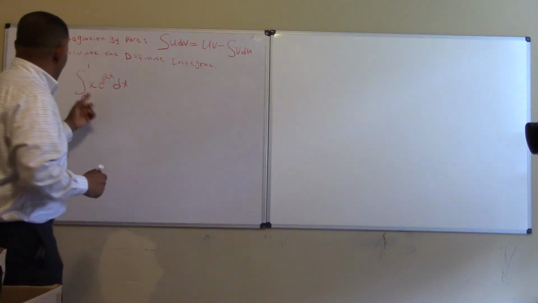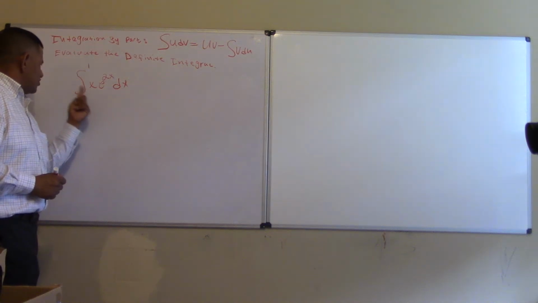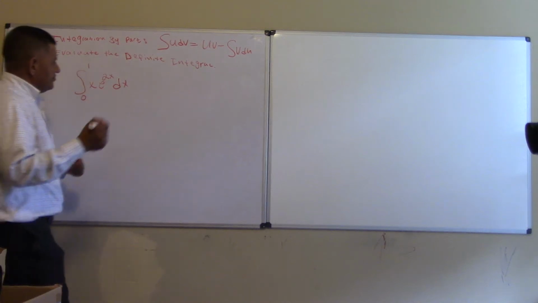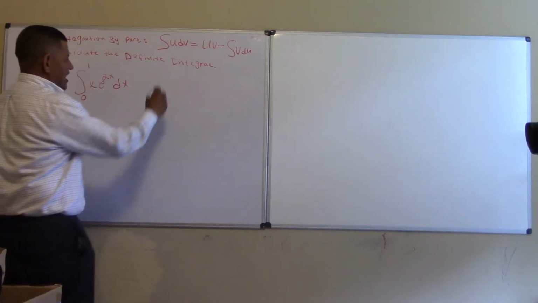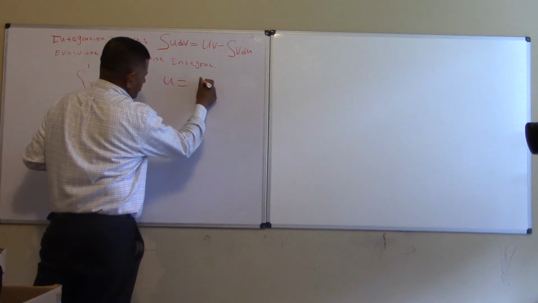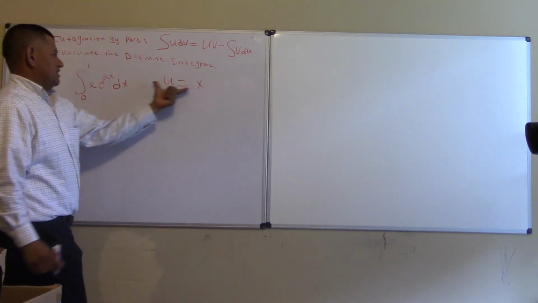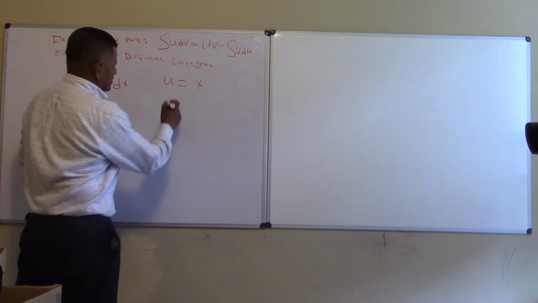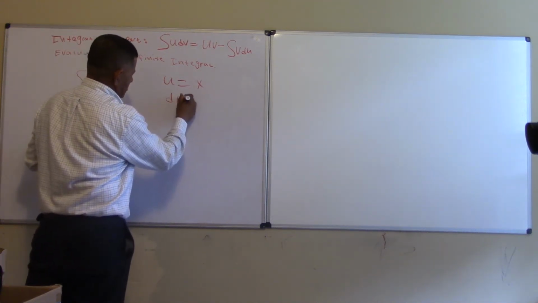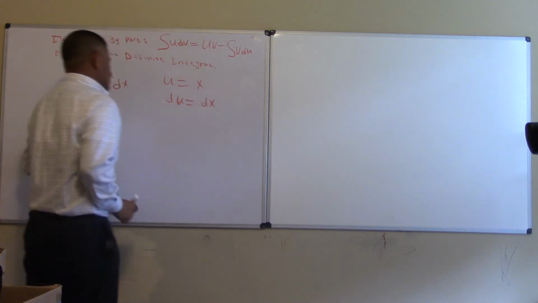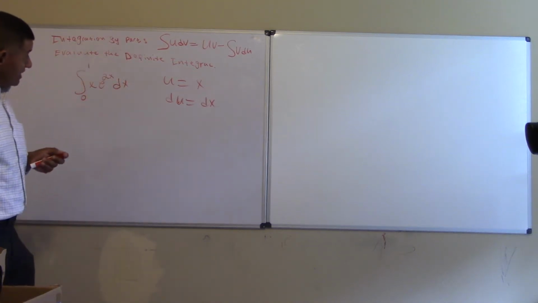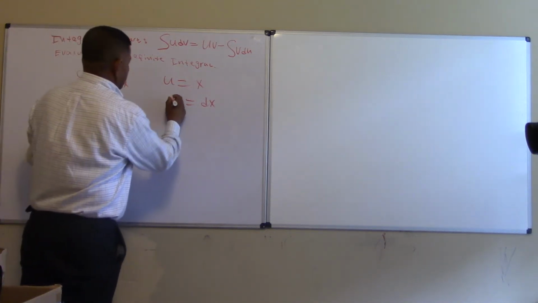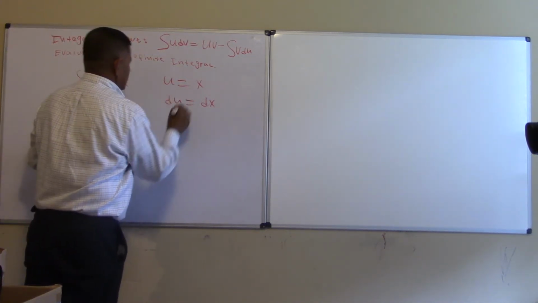So now, what is the easiest function to take the derivative or the integral of? It is x. So I let u be equal to x. Taking the derivative on both sides, I get du is equal to dx. So now I have that taken care of: u is equal to x, and du is equal to dx.